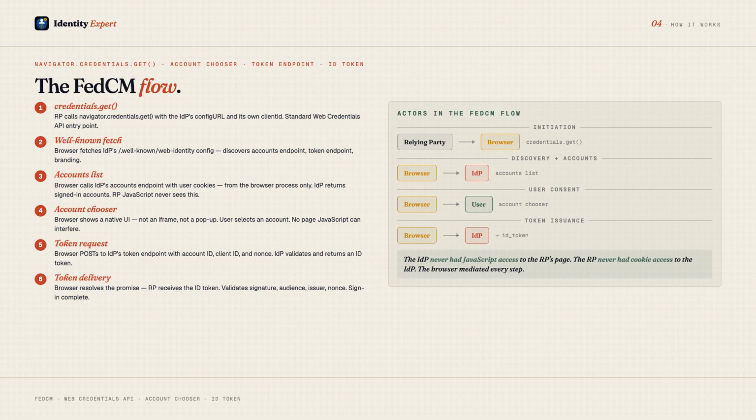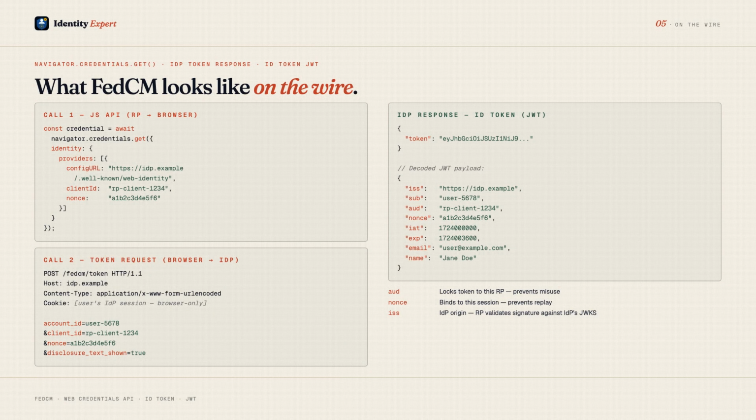The identity provider never had JavaScript access to the relying party's page. The relying party never had cookie access to the identity provider. The browser mediated every step. Let us look at the two key payloads on the wire. First, the JavaScript API call.